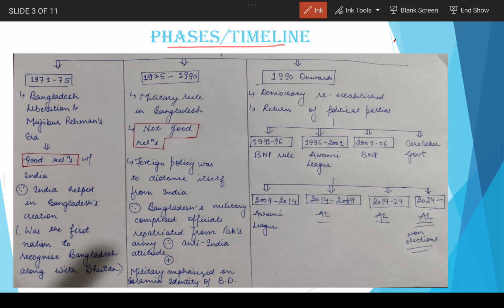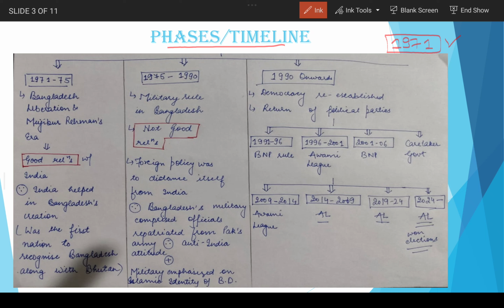In 1971, Bangladesh became an independent country, and India also had a great role in this in the 1971 war. I have talked about the 1971 war in greater detail in the previous classes where I had talked about India-Pakistan relations. So I would request you to look at those videos on India-Pakistan relations as well, so that you can know in great detail about the 1971 war.